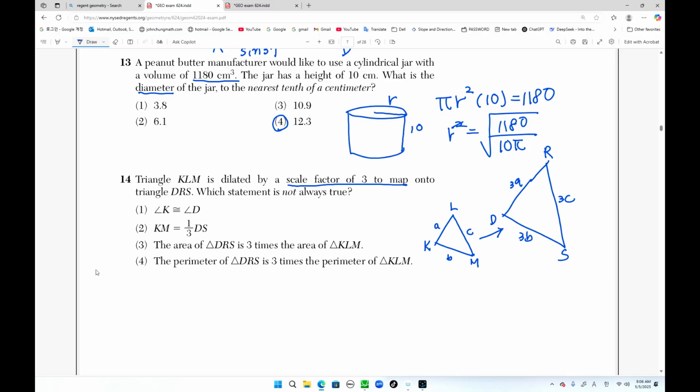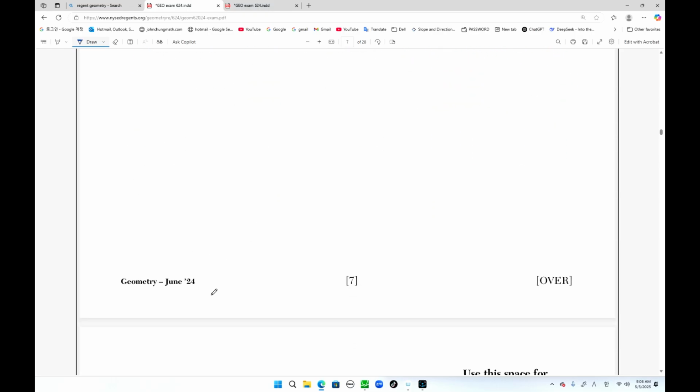So which statement is not always true? The side is 3 times, angle doesn't change, okay? Angle K and angle D are congruent. That's true, right? KM is 1/3 of DS. That's right, okay? This is 1/3 of this one. The area of DRS is 3 times? No, area is what? 9 times, okay? The ratio of the lengths is 1 to 3. The ratio of their areas is 1 squared to 3 squared, which is 9 times, not 3 times, okay? So this is wrong. Perimeter is still 3 times, okay?